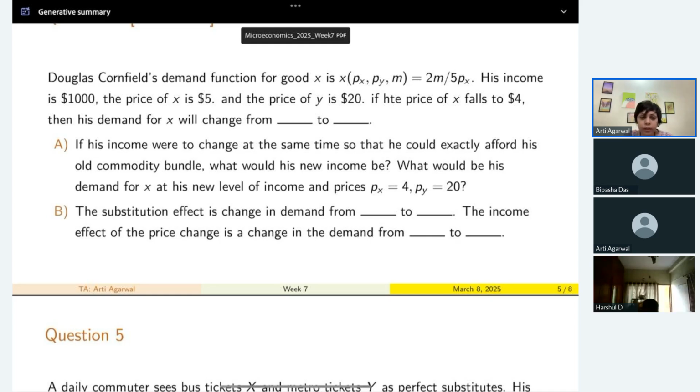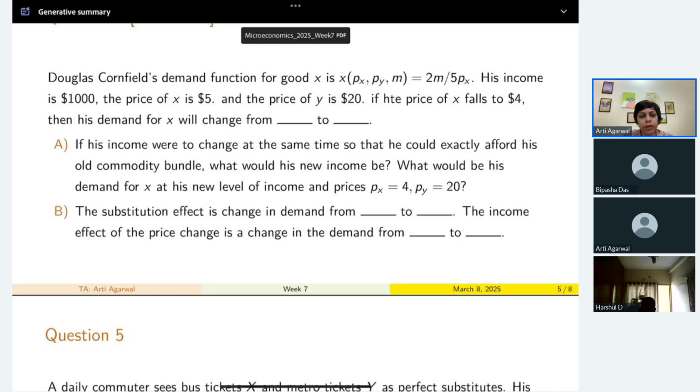The question is asking the second part. Substitution effect is the change in demand from this to this. Income effect of price change is the change in demand from this to this. Substitution effect is what? When we are holding utility constant, right? So substitution effect in this particular case will be, let me also see, we're not given the utility. So we know the income change part.